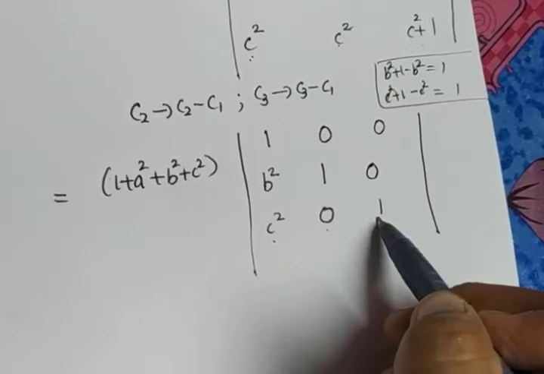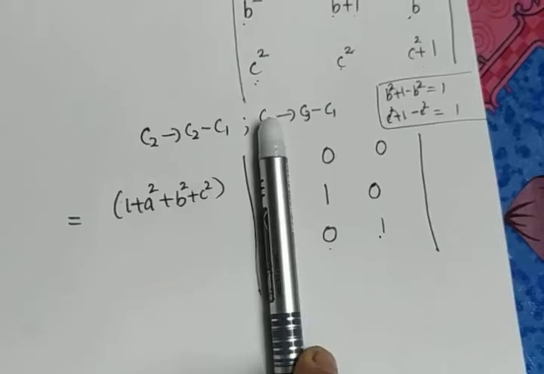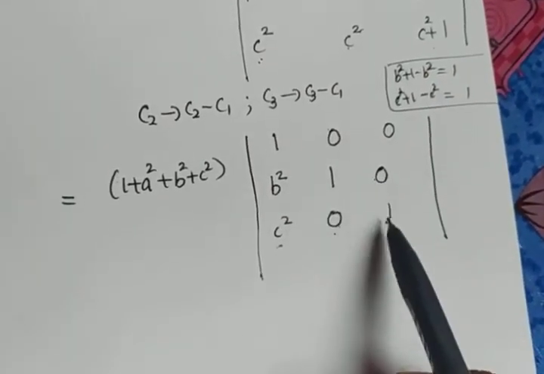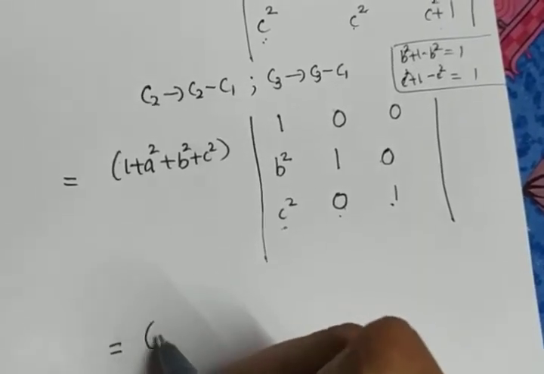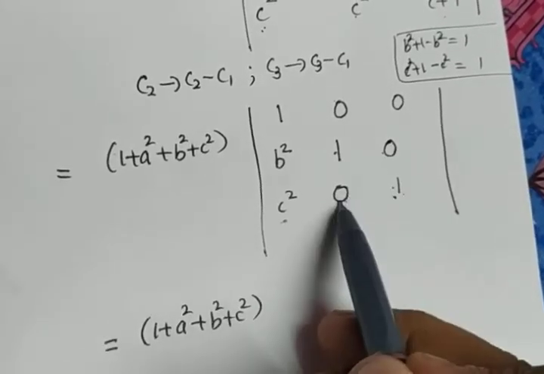Now what is the last step? We can expand the determinant using the first row. So avoid the column and the row containing 1. What is the balance? 1, 0, 0, 1, a unit matrix. And the determinant value of a unit matrix is 1. So 1 plus a square plus b square plus c square into 1 into 1 is 1, and 1 minus 0 into 0 is 0. So the determinant value is 1. So we are getting the answer 1 plus a square plus b square plus c square, which is our RHS.